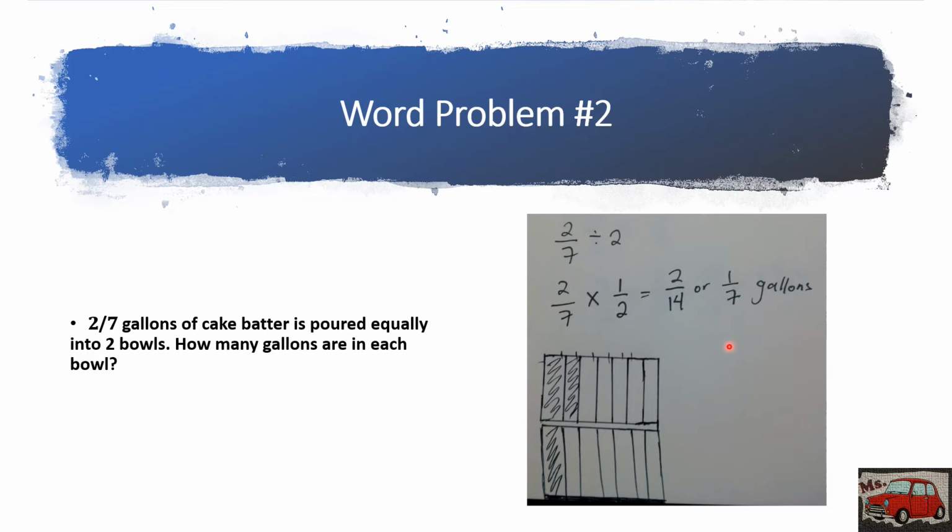Okay? If we will use the illustration, so in this part, this is the 2/7. So, ito yung cake batter natin. And hatiin daw natin sa dalawang bowls. So, ibig sabihin, bawat isa is 1/7. Okay? So, that is the gallon in each bowl.